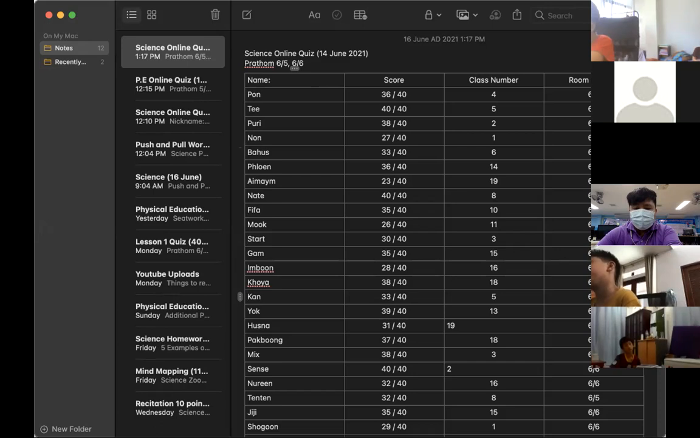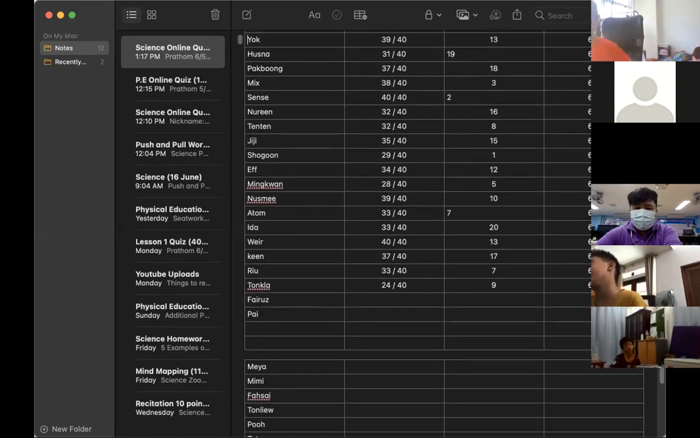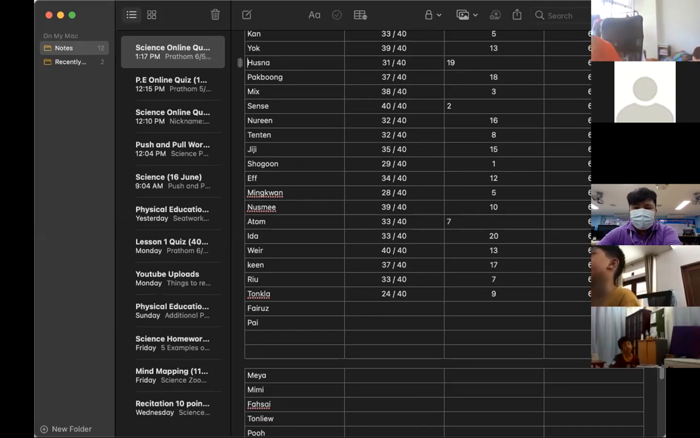Kan 33, Yok 39, Husna 31, Bakboom 37, Mix 38, Sense 40, Noreen 32, Tenten 32, Gigi 35, Shogun 29, Eve 34, Mingquan 28, Nasmi 39, Atom 33, Aida 33, Weir 40, Kin 37, Ryu 33, Tongklat 24. I did not get the score yet of Fyro, but they finished.